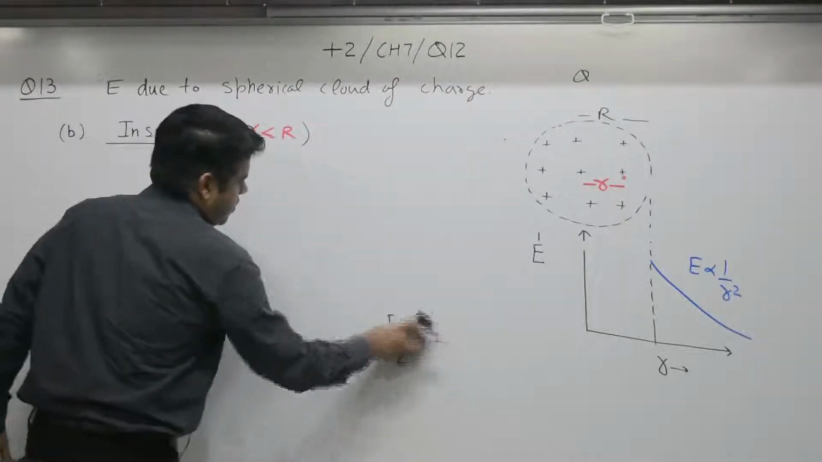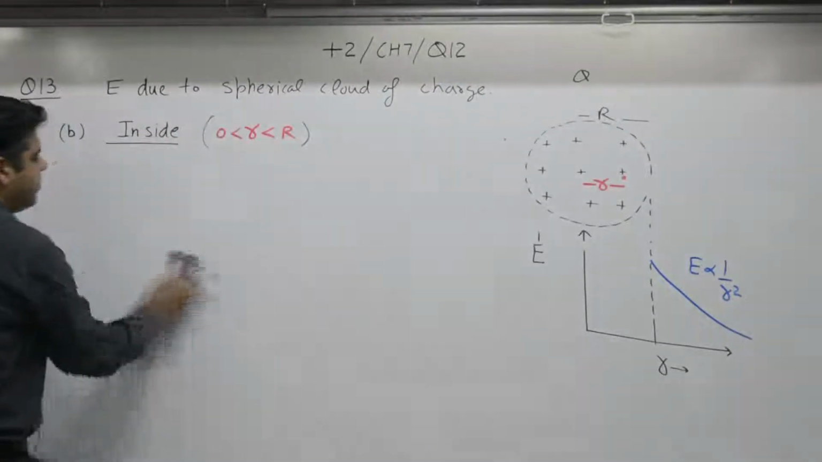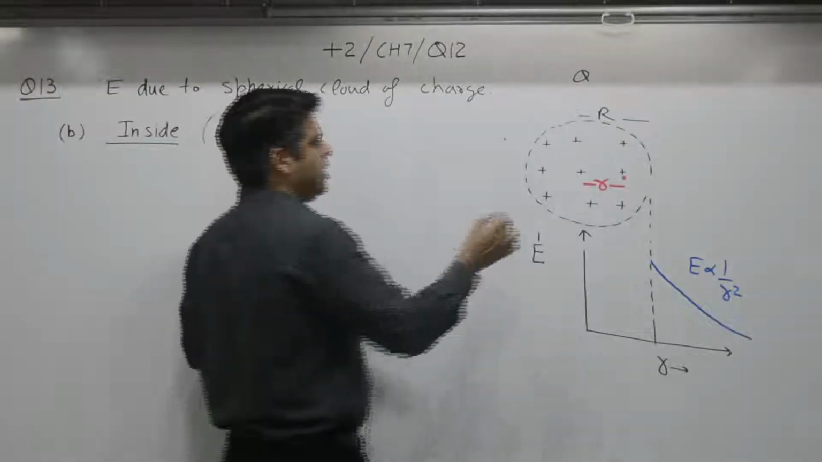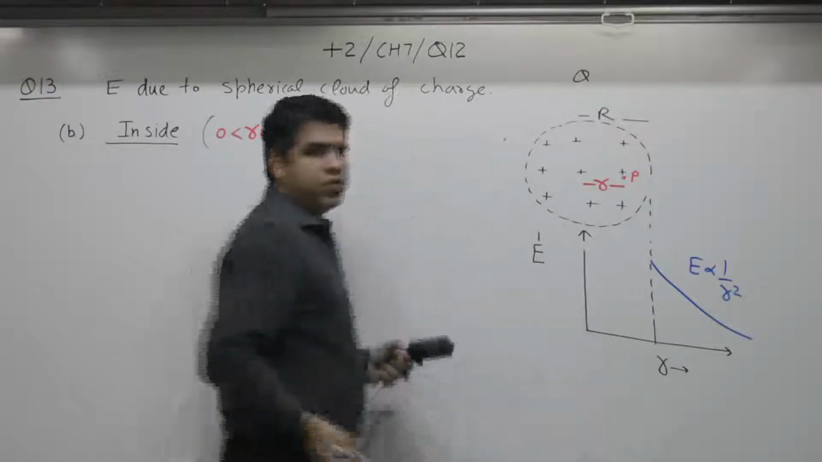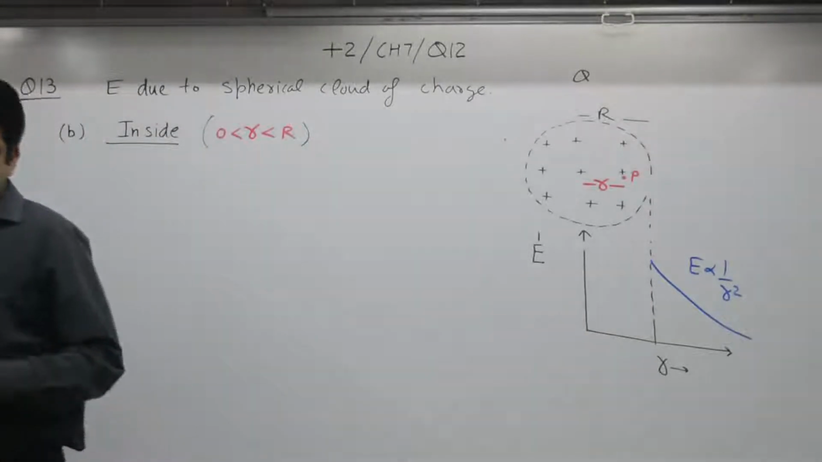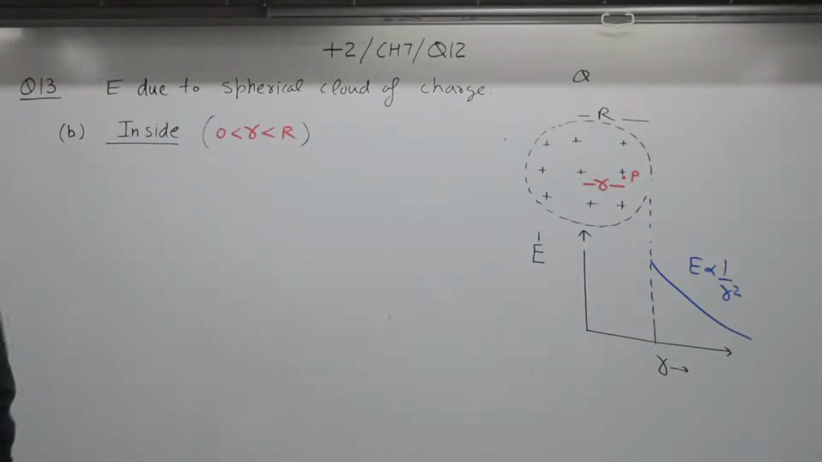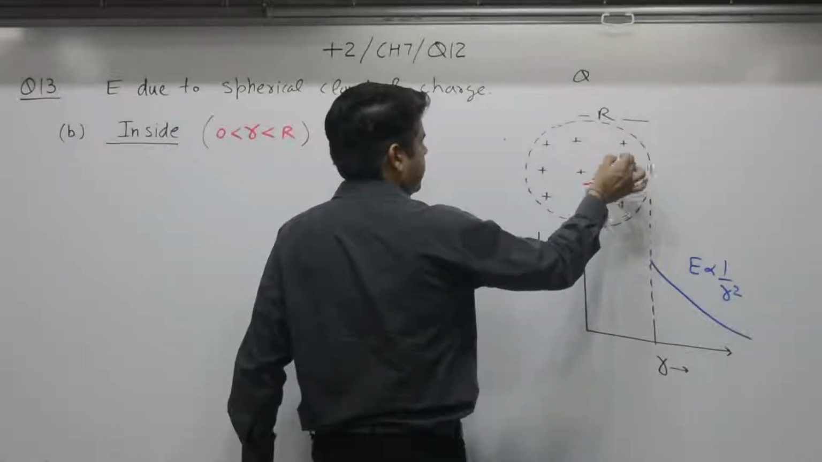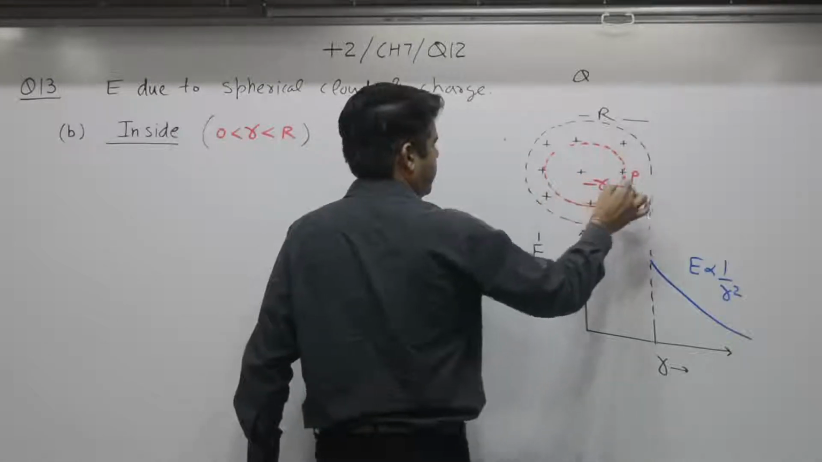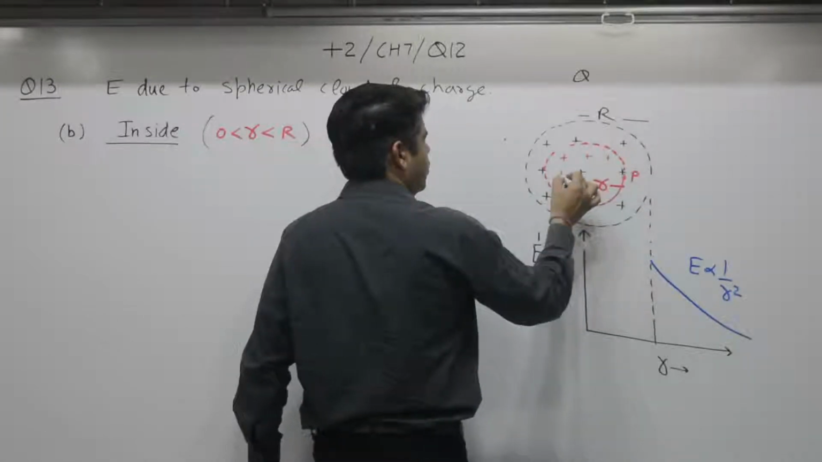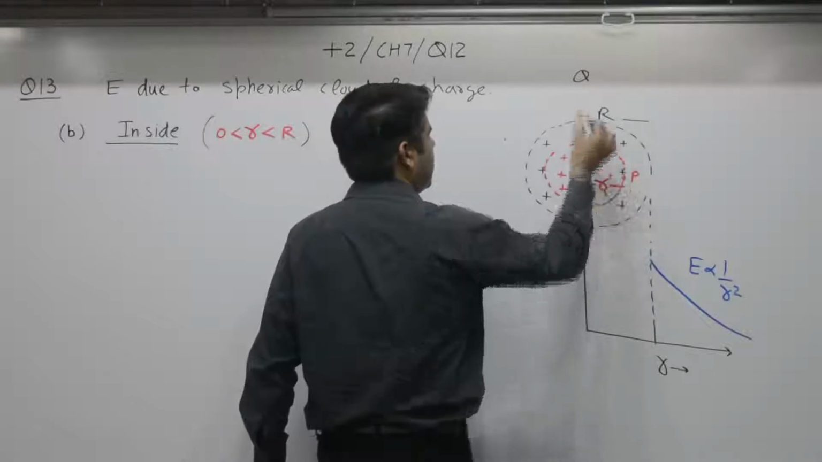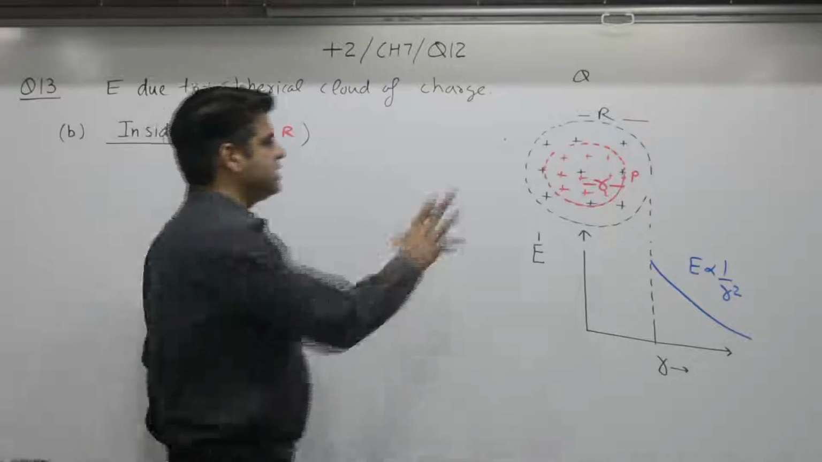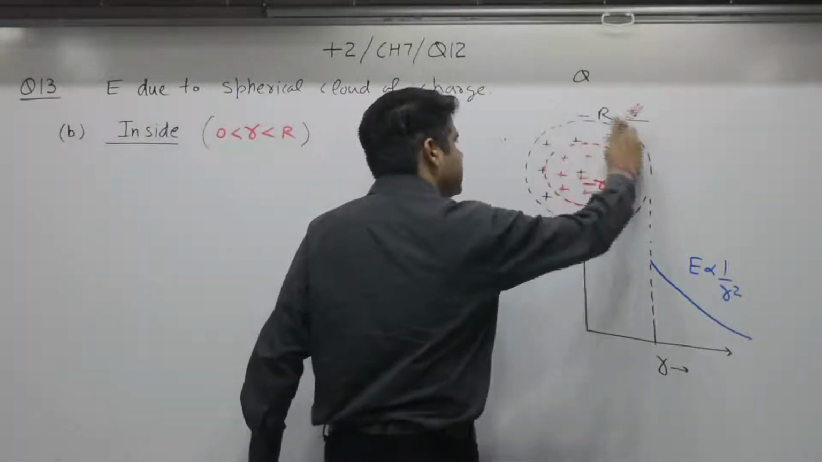Now, step 1 below. Pick up a point. Let this be the point P where you want to find out the electric field. Next step below. Draw a Gaussian surface. Now the charge enclosed in this one will be capital Q or less than capital Q? Less than, because this volume is less than the total volume.